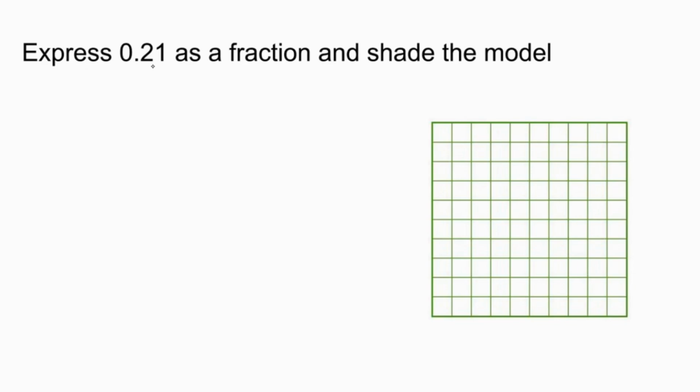Express 21 hundredths as a fraction and shade the model. All right, well, 21 hundredths can be written as a fraction just using how I said it. You write out 21 over 100, and 21 hundredths is literally that. Easy peasy.